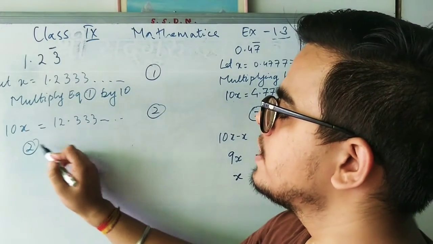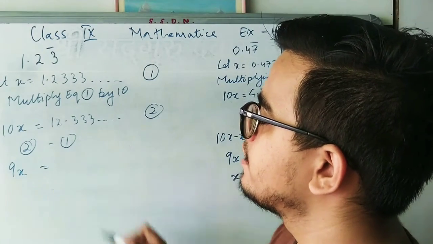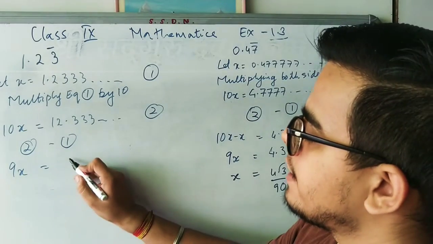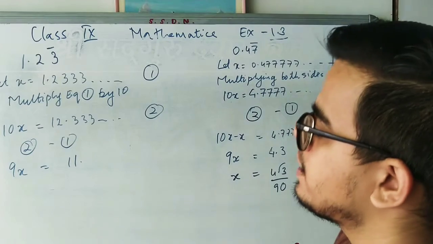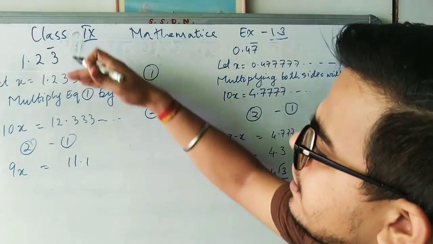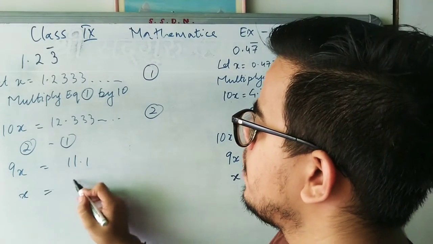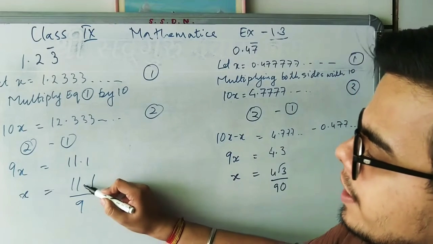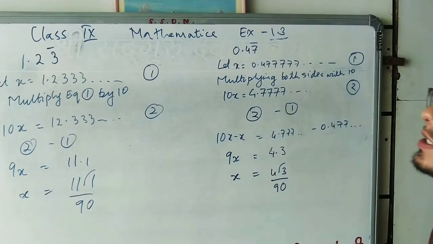Then 2 minus 1. 10x minus x is 9x, and here 12 minus 1 is 11, and 3 minus 2 is 1, and the rest of the 3s are cancelled. Now x would be equal to 11.1 by 9. On removing this decimal we get 111 upon 90. So this is how we would be dealing with these types of questions.